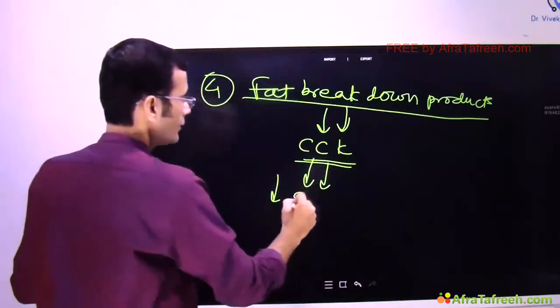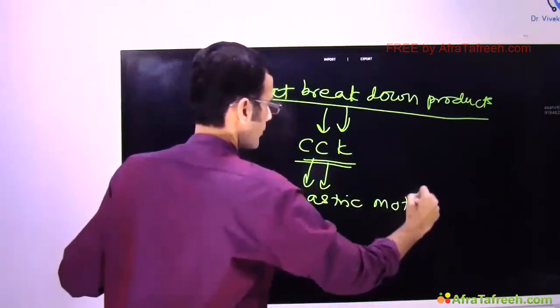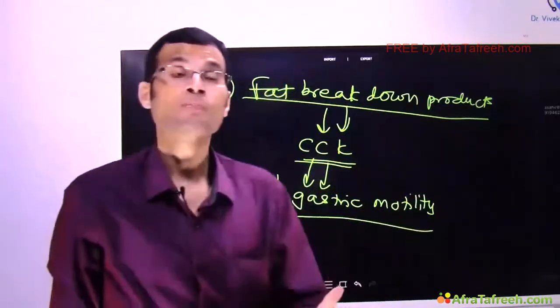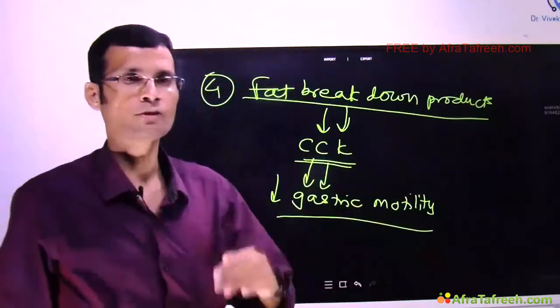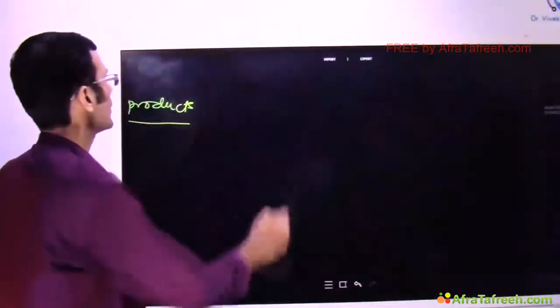So when fat breakdown products start coming into the duodenum, CCK will be released by the duodenal cells, and then it will go to the stomach and it will decrease the gastric motility, so that gastric emptying is prevented. This is how after eating fatty foods we feel a sense of fullness and satiety for a long period of time. This is the stomach motility.